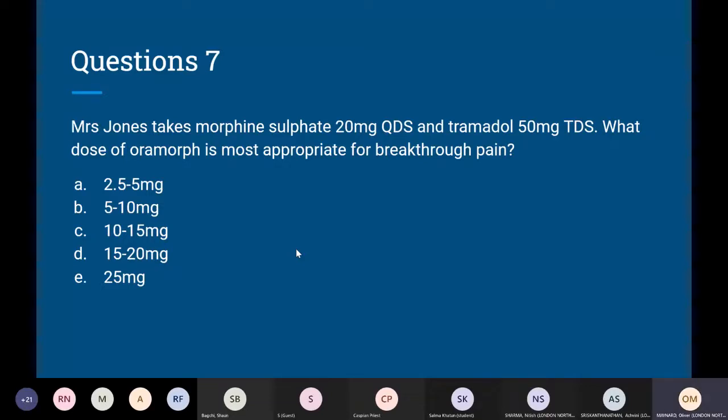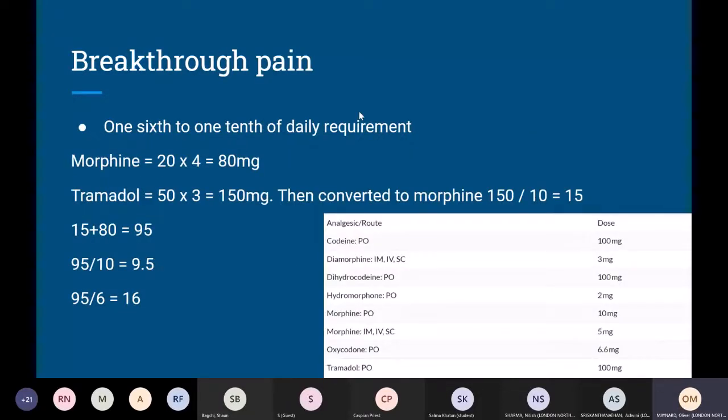So it looks like most people have gone for C, which is the one that I would have gone with as well. So just going through the calculation. So breakthrough pain, the analgesia that we give for breakthrough pain should be 1/6 to 1/10 of the daily analgesic requirement.